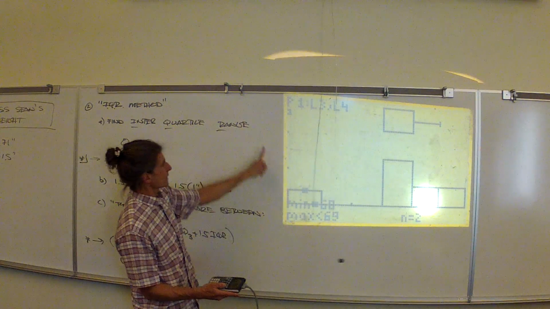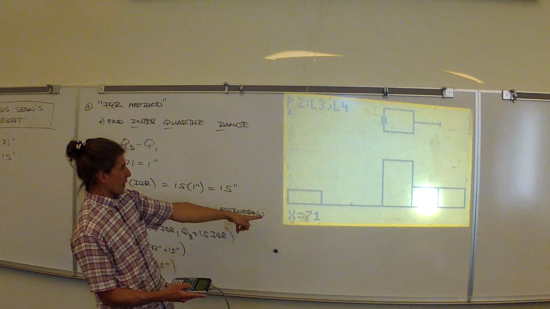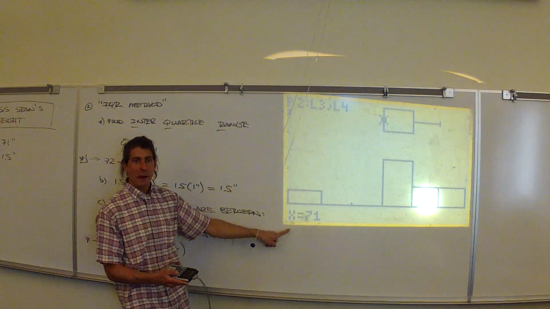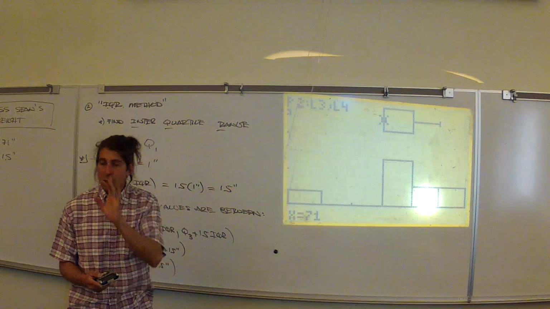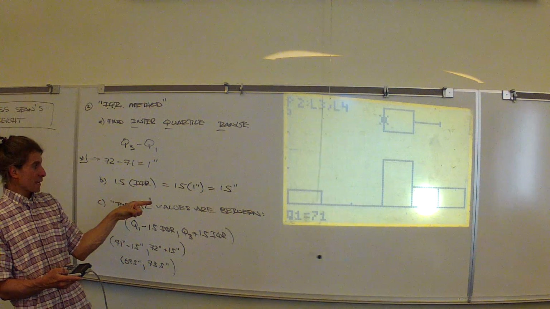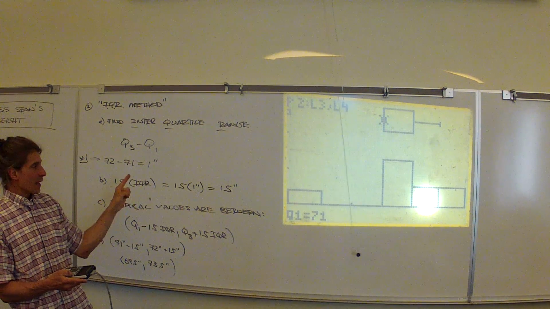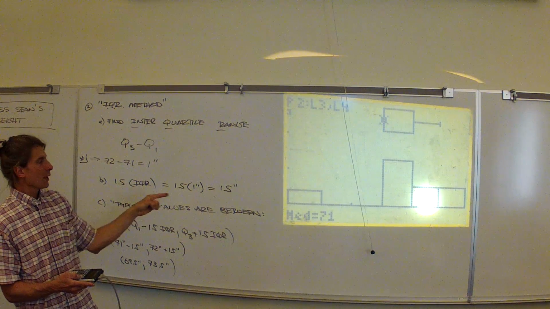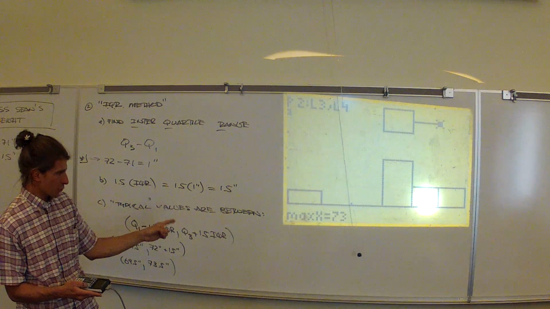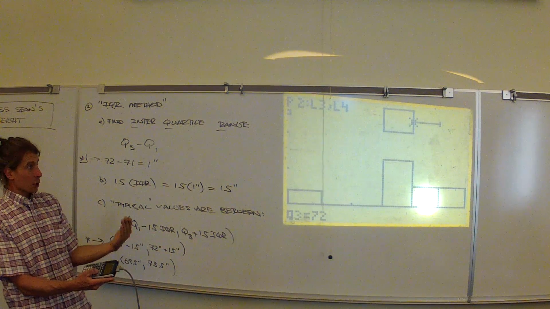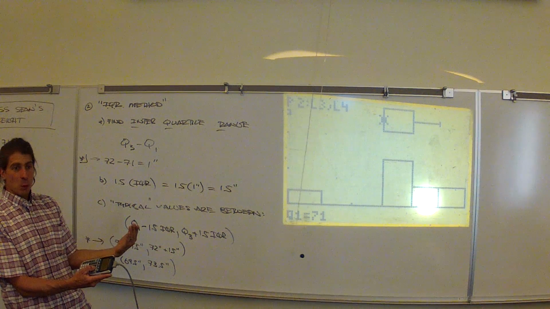Okay, so when you hit trace and I bump up, right now I'm on x equals 71. You see that? What's x? Good question. Trace to the right, you'll see Q1. Then you'll see the median. Then you'll see 72, Q3, then the max. Trace back: Q3, median, 71.